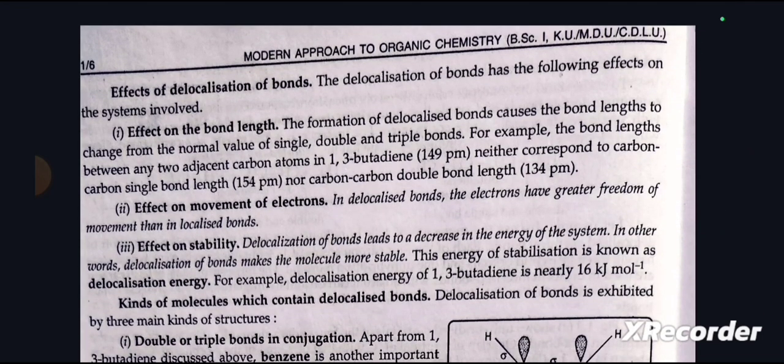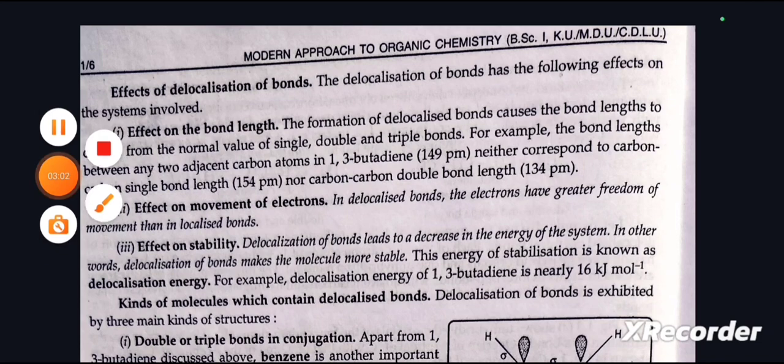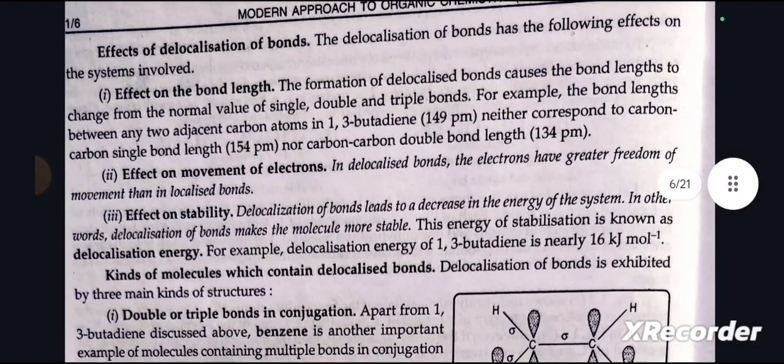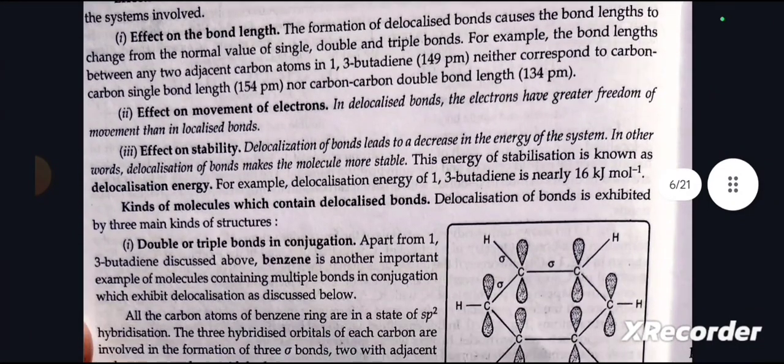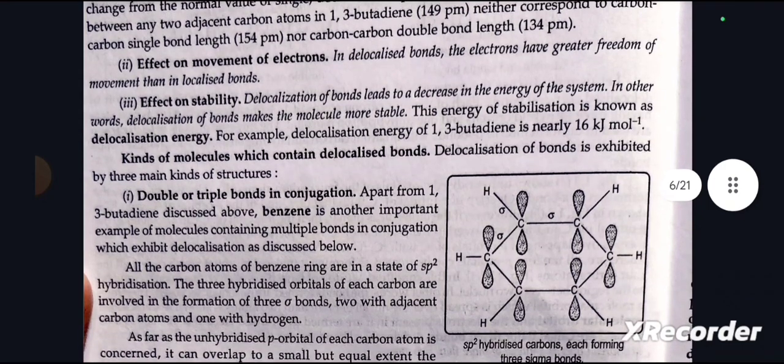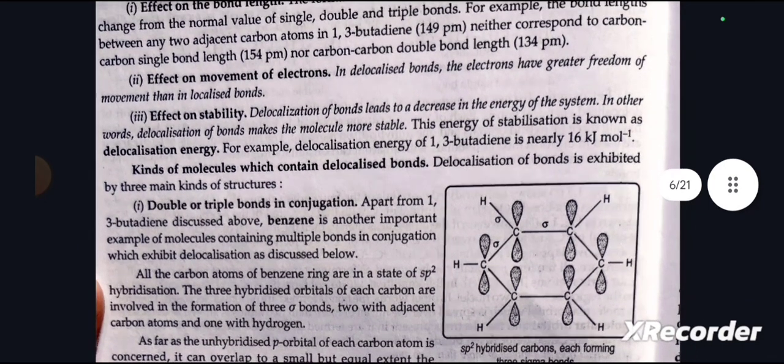Effects of delocalization of bonds. The delocalization of bonds has the following effects on the system involved. Effect on the bond length. The formation of delocalized bonds causes the bond length to change from the normal value of single, double and triple bonds. For example, the bond length between any two adjacent carbon atoms in 1,3-butadiene, 149 picometer, neither corresponds to the carbon-carbon single bond length, 154 picometer, nor the carbon-carbon double bond length, 134 picometer.